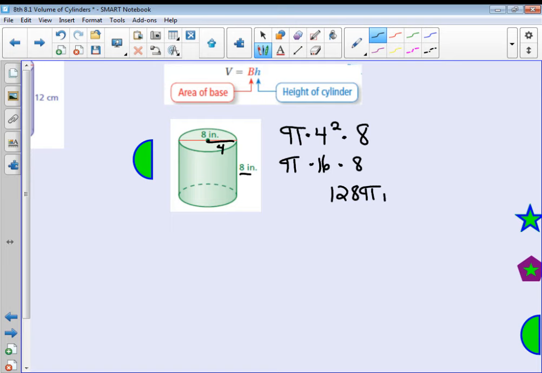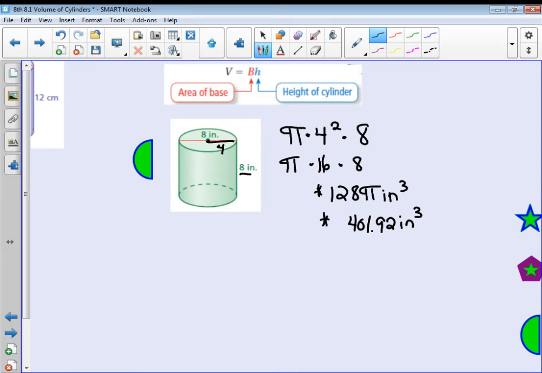The label was inches, so we would say inches cubed. Or we could have 128 times 3.14, a final answer of 401.92 inches cubed. So it just kind of depends on if they want that coefficient in there, which would be this format, or if they want the final answer. So just depends on the context in which they ask for the answer.